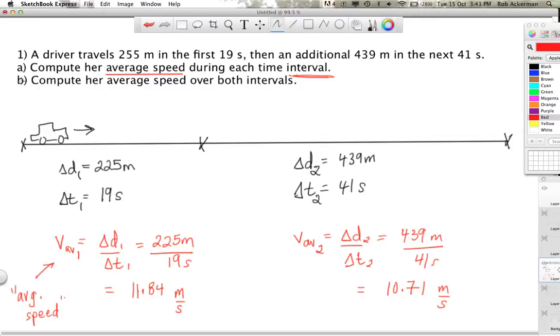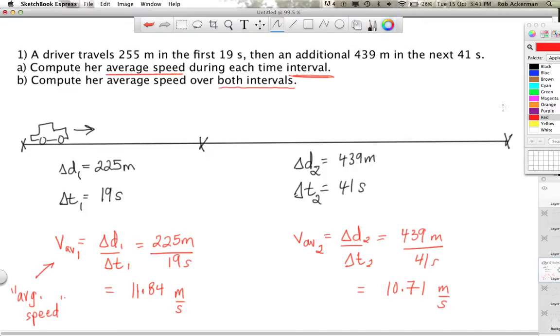Part B might be a little bit tricky for some of you. Compute her average speed over both intervals. So what happens when we compute her average speed for the entire trip? Now think about this for a minute. Pause the video if you have to. How would you do that? Okay, now you're back. You've thought about how to compute the average.